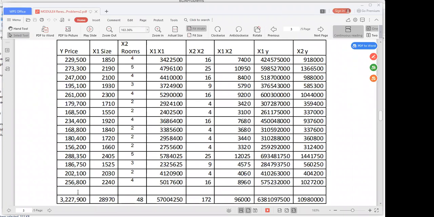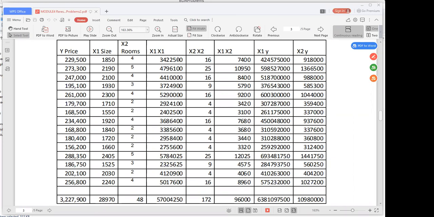So this is the summation value. The summation 28970 is the summation of x1, and 48 is the summation of x2. For x1 into x2, I've taken the square of that: 1850 into 1850, you'll get this one. If you substitute the formulas in Excel, you can easily get this. So 2190 into 2190, you'll get this particular value.